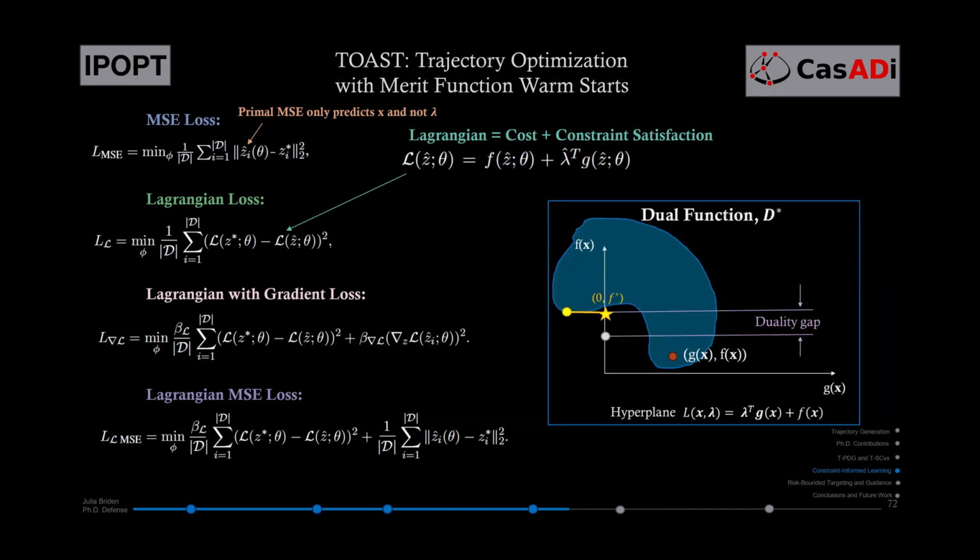And this is kind of inspired by our dual function. So if we have an x-axis that's constraint satisfaction, or g of x, and then our y-axis that's f of x, then the hyperplane is actually our Lagrangian.